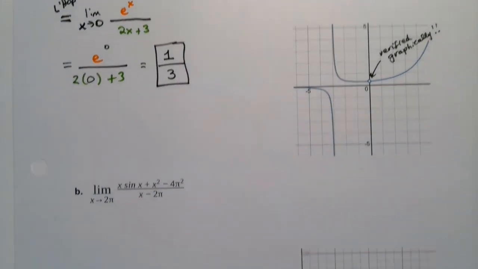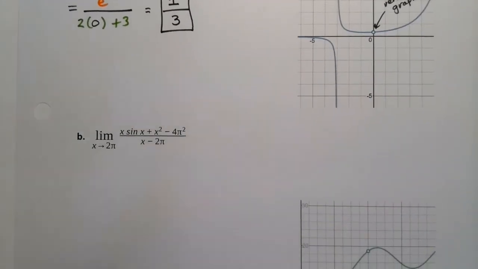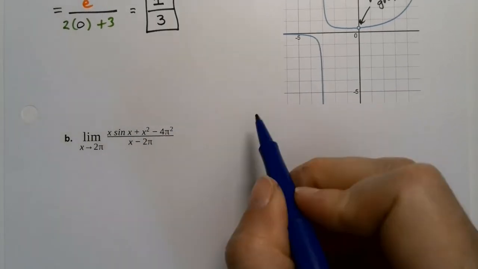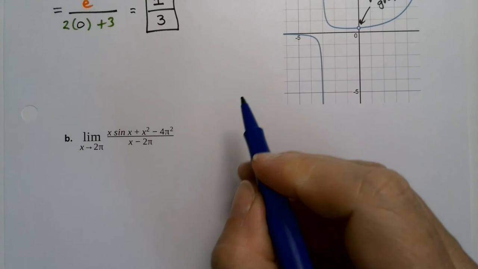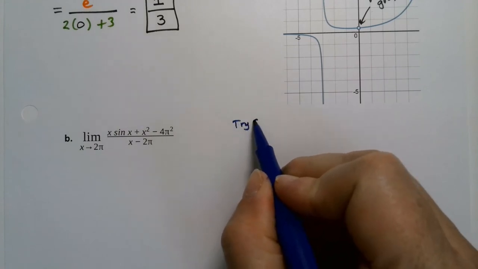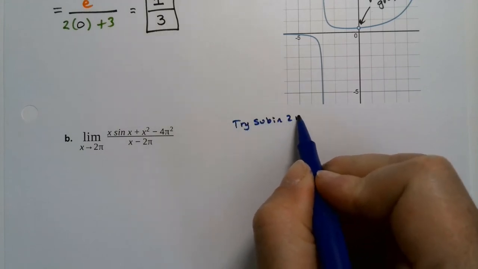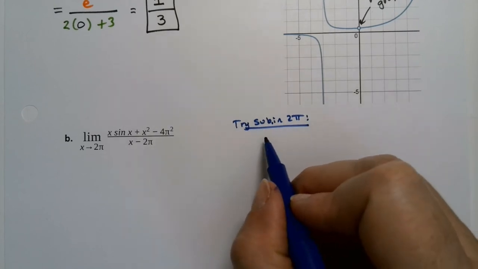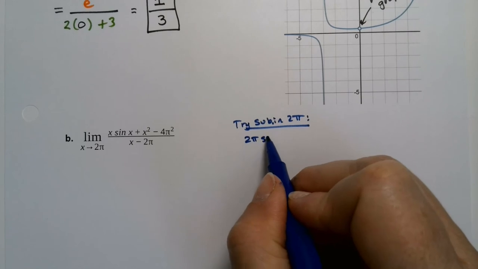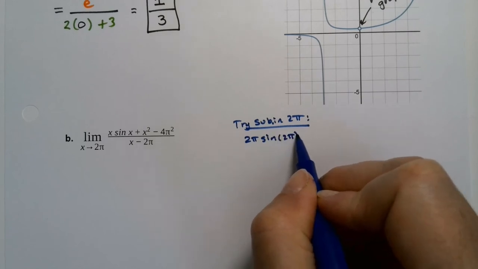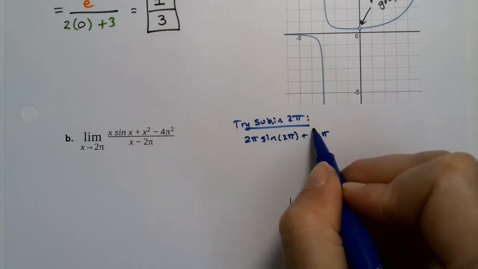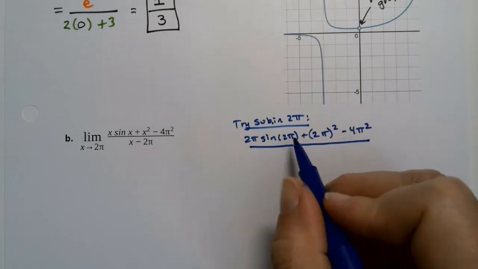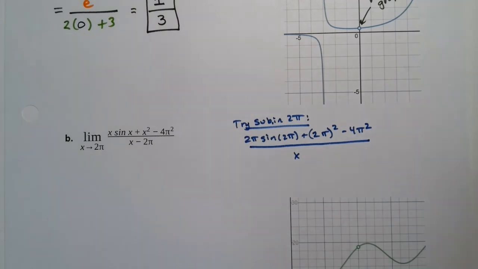All right, so that wasn't so bad. Let's keep doing it. So let's check our form. I'm going to try to substitute, and this one's a little bit tricky. I might actually want to show this one. Try substituting in 2 pi. That would be 2 pi sine of 2 pi plus 2 pi quantity squared minus 4 pi squared over x, 2 pi minus 2 pi.